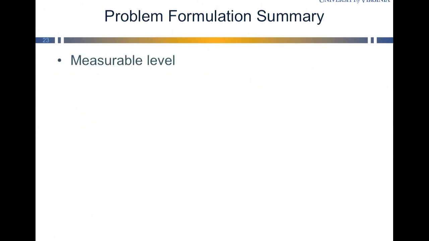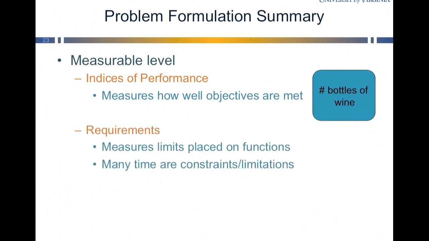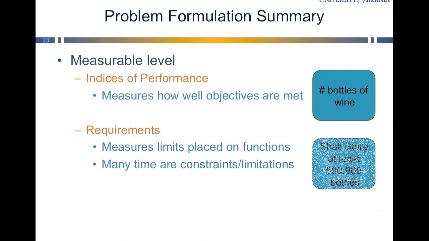At the measurable level, not the higher level we were at a minute ago, there are indices of performance, or metrics, and also requirements. A metric could be something that's going to link in and measure how one objective is met. Like, okay, if we want to increase the total storage capacity, well, number of bottles of wine is a good measure of that. Requirements are going to put limits or constraints, boundaries on what the system has to do in order to be at a minimum level of requirements being met. Shall store at least 500,000 bottles.